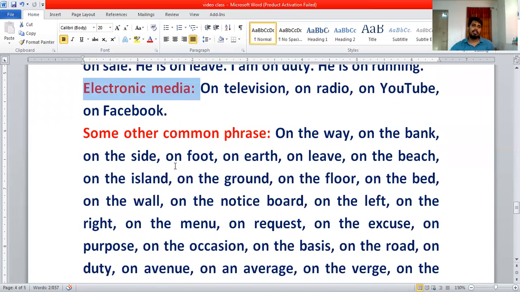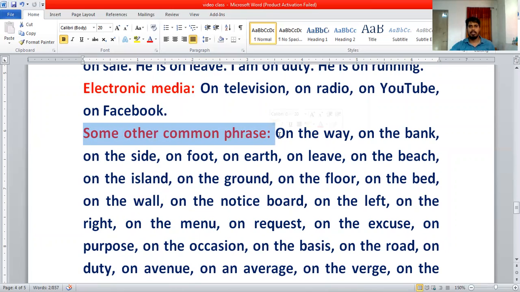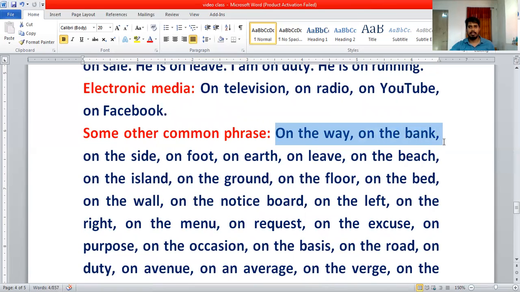Dear learners, also there are some other common phrases where we use preposition on, such as on the way. We say on the way I met him. On the bank, there is a school on the bank of the river. On the side, on foot, he came here on foot. On earth, there are many living beings on earth. On leave, he is on leave.